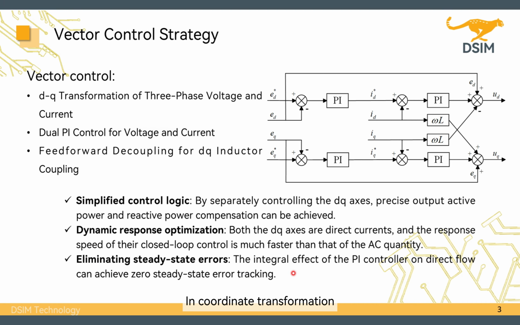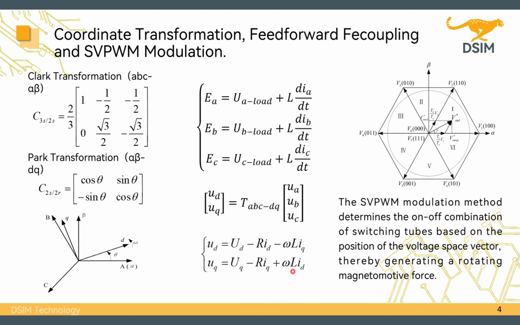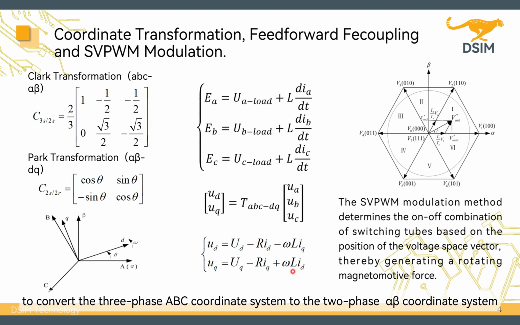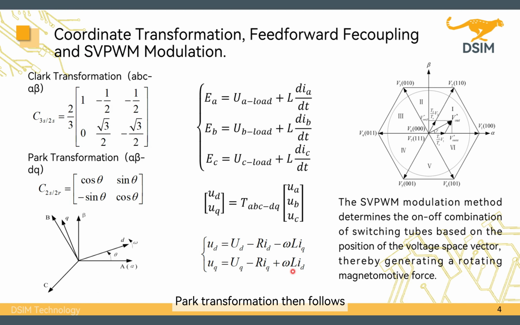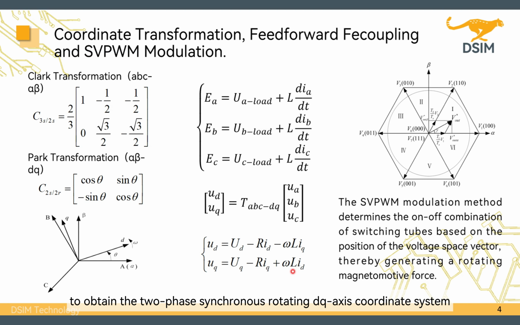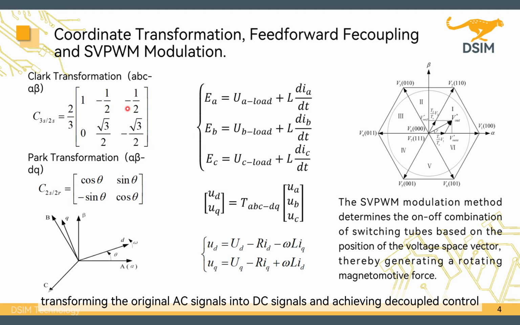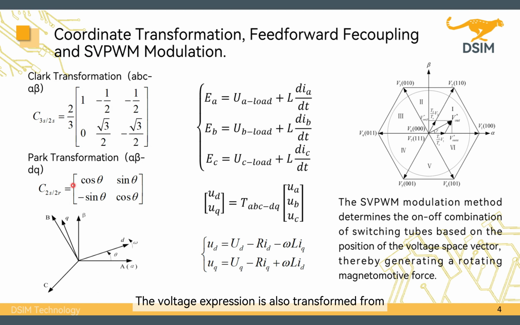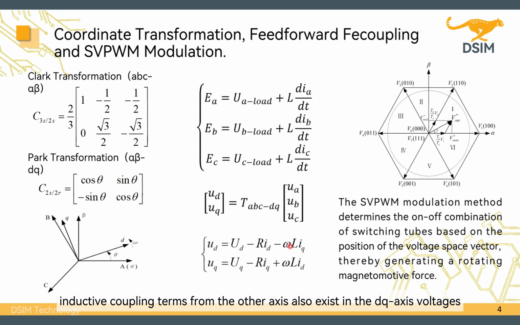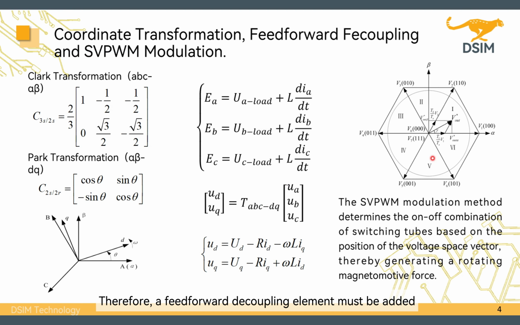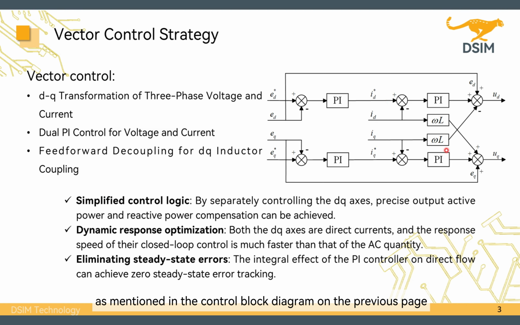In coordinate transformation, Clark transformation is first applied to convert the ABC coordinate system to the alpha-beta coordinate system. Park transformation then follows to obtain the two-phase synchronous rotating DQ axis coordinate system, transforming the original AC signals into DC signals and achieving decoupled control. The voltage expression is also transformed from 3 time domain equations to 2 frequency domain equations, because in the design, we used inductor filtering. After coordinate transformation, inductive coupling terms from the other axis also exist in the DQ axis voltages. Therefore, a feed-forward decoupling element must be added, as mentioned in the control block diagram on the previous page.